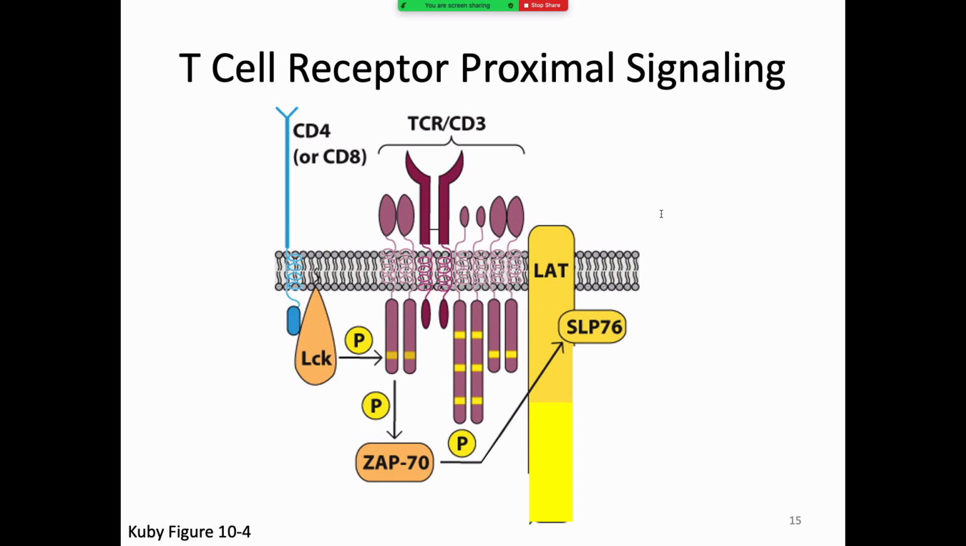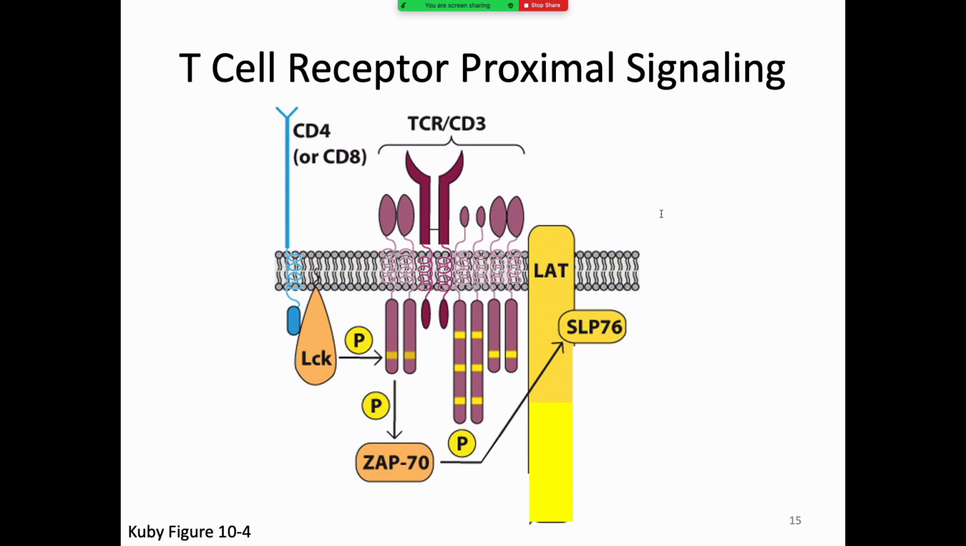This is a slightly off-topic thing, only slightly, but if I was doing this for B cells, it'd be a different kinase of this same family, and then there'd be one called LAB instead of LAT, and then there's one called SLP65 instead of SLP76. So it's the same thing in B cells. LAT in fact stands for the linker for activated T cells.